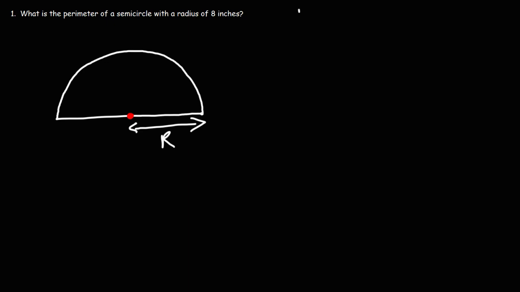So this would be the radius of the circle. And we know that the radius of the circle is 8 inches. Now what we need to do is calculate the perimeter of the semicircle. That's basically the distance that wraps around the entire figure. So how can we calculate the perimeter of a semicircle? Well, we need to break it up into parts.